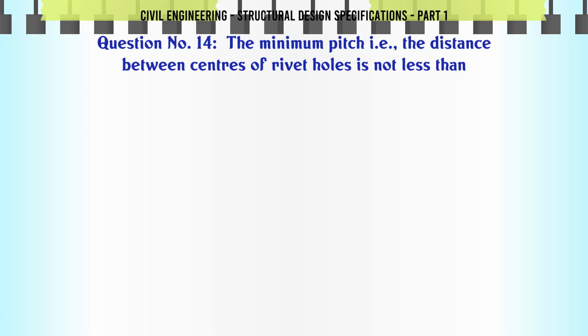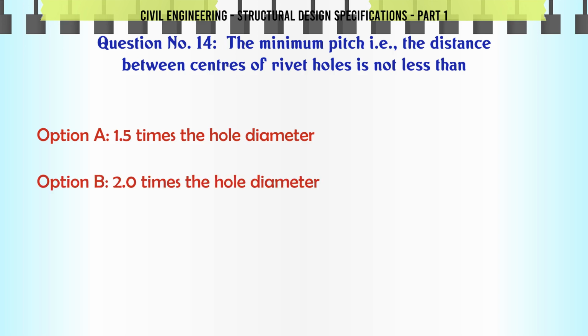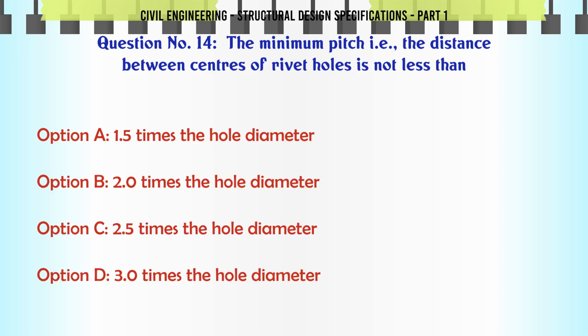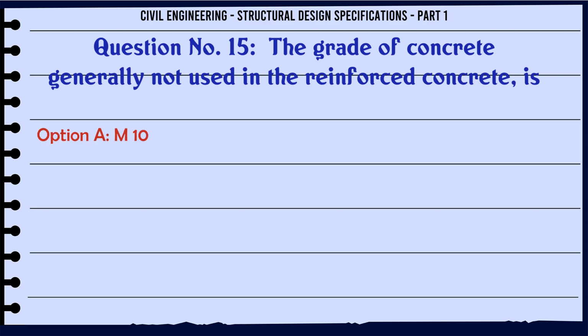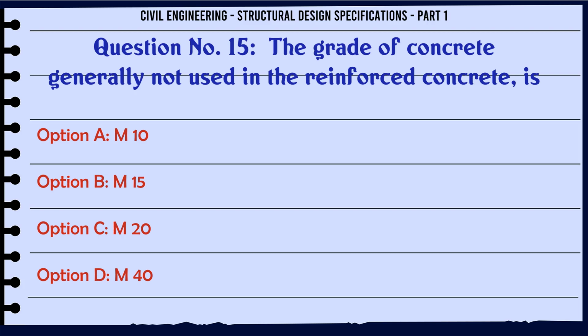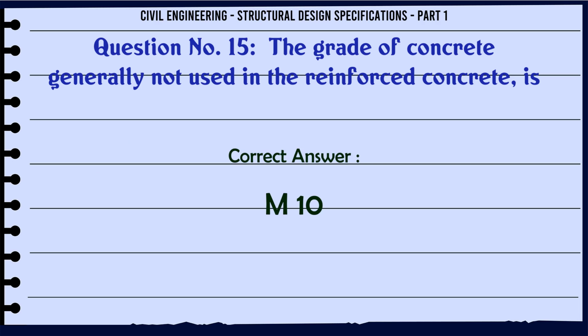The minimum pitch, that is, the distance between centers of rivet holes, is not less than: A. 1.5 times the hole diameter, B. 2.0 times the hole diameter, C. 2.5 times the hole diameter, D. 3.0 times the hole diameter. The correct answer is 2.5 times the hole diameter. The grade of concrete generally not used in reinforced concrete is: A. M10, B. M15, C. M20, D. M40. The correct answer is M10.